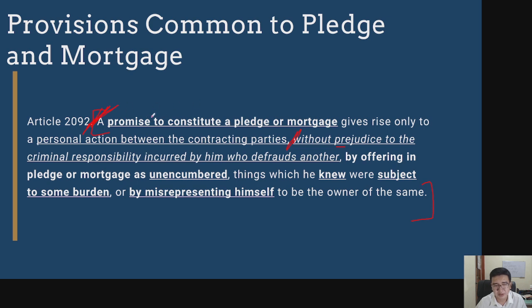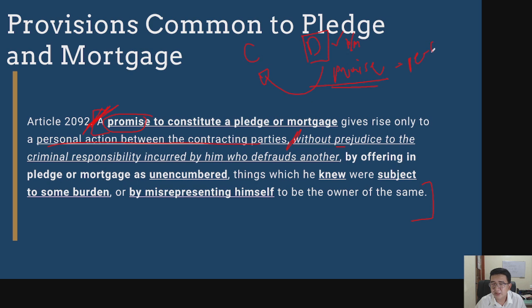A promise to constitute a pledge or mortgage gives rise only to a personal action between the contracting parties. So let's say for example, si creditor at si debtor. Si debtor nag-promise siya na magko-constitute siya either a pledge or mortgage para i-secure yung obligation niya. Okay, itong promise na ito may give rise to a personal action.